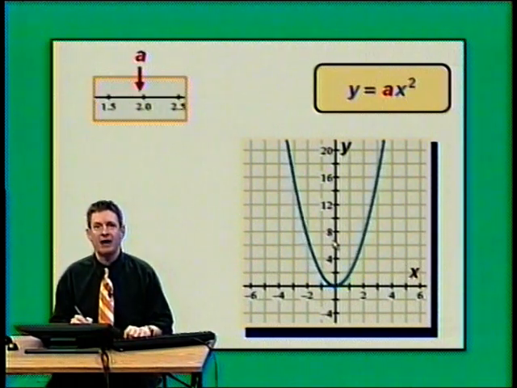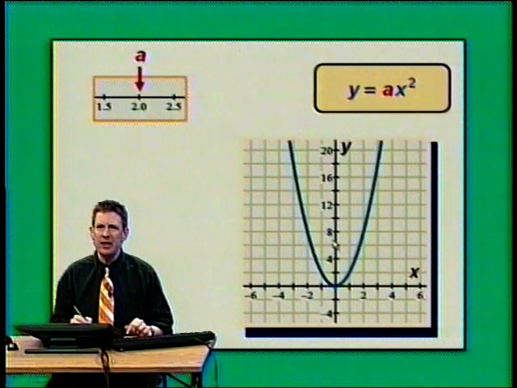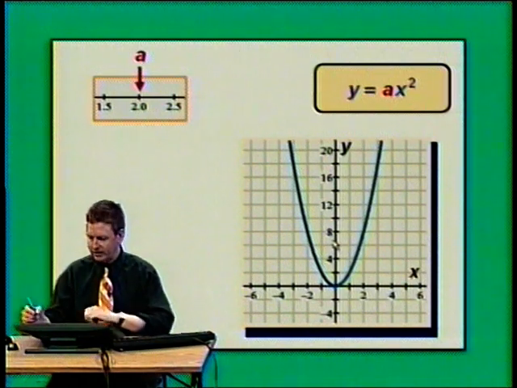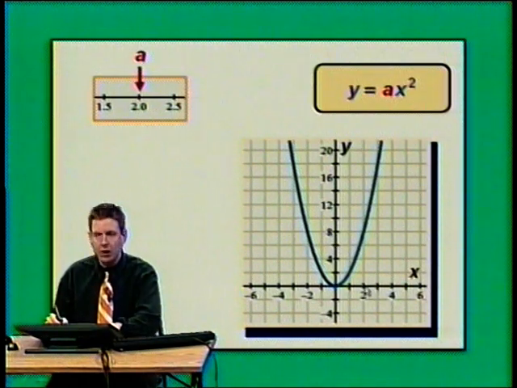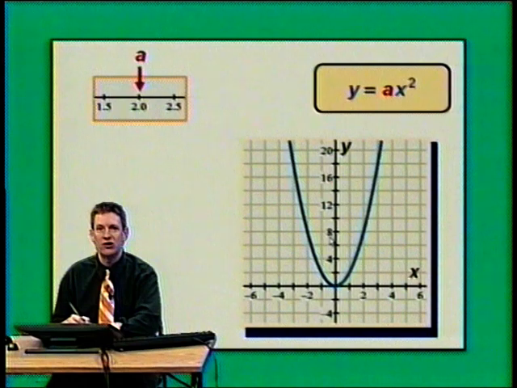Sure enough, as the value of a increases from 1/2 to 2, our parabola got consistently more narrow. Let's make sure we're looking at y equals 2x squared. When x is 2, 2 squared is 4. 2 times 4 is 8. (2, 8). We really are looking at y equals 2x squared.